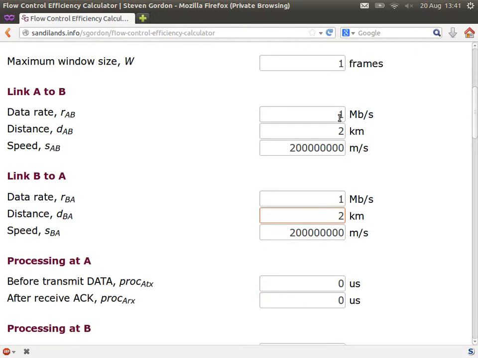Everything back to normal, but let's change the data rate to be 1/10 in both directions. What's going to happen? Efficiency up or down? Data rate has changed from 1 megabit per second down to 0.1 megabits per second, 100 kilobits per second. Is our efficiency going to go up or down?